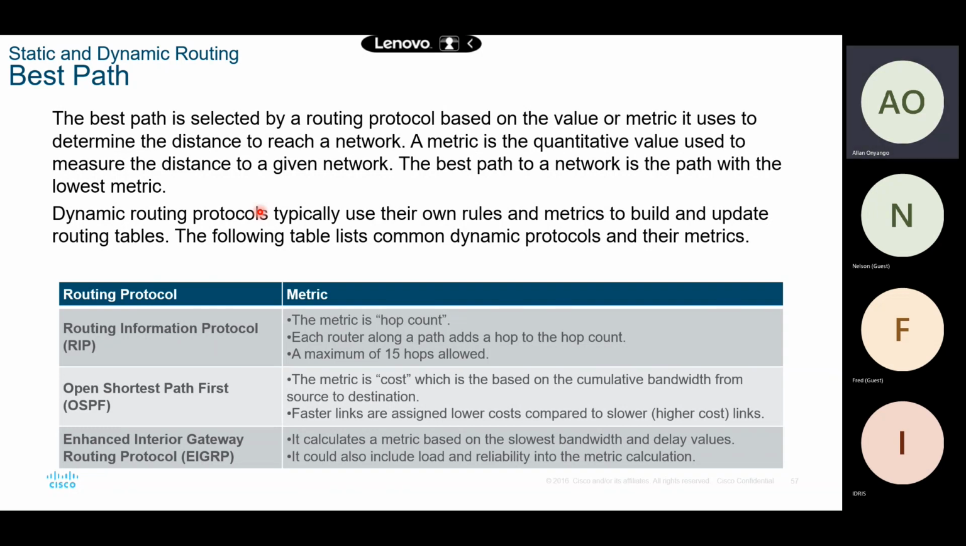And then we have protocols like EIGRP, the Enhanced Interior Gateway Routing Protocol. It calculates a metric based on the slowest bandwidth and delay values. And sometimes it will use the load and reliability together in its calculation. But the slowest bandwidth and delay values are very crucial for this dynamic routing protocol.